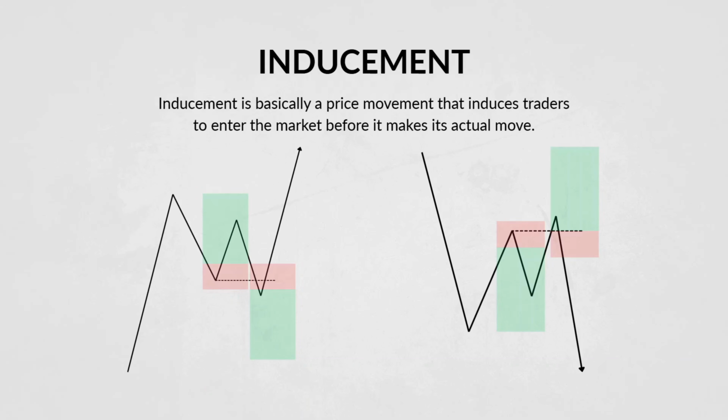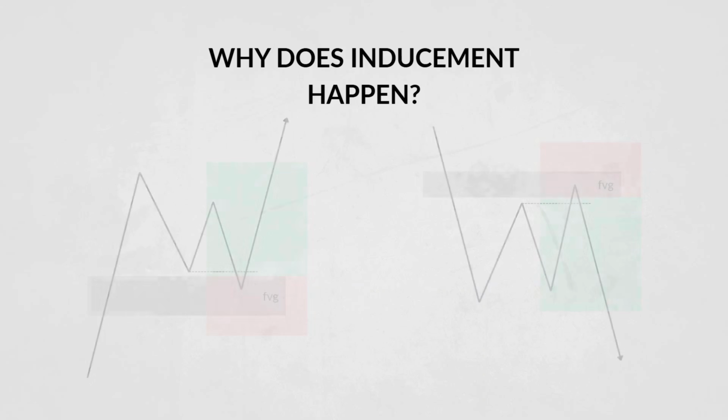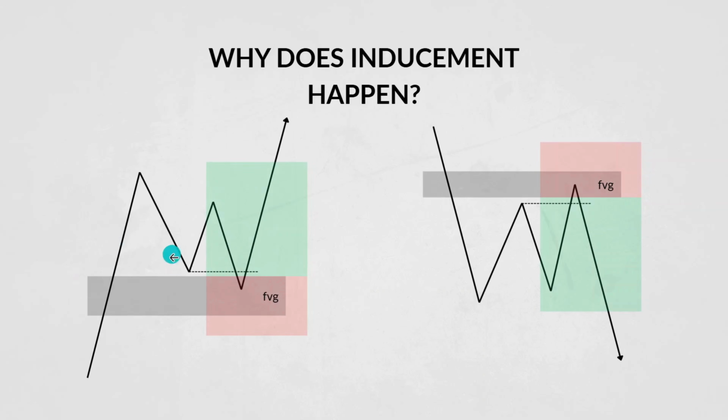Now, one important question is, why does inducement actually happen in the first place? One common reason is because price hasn't actually reached a point of interest, like a fair value gap, before these traders start looking to take their trade. For example, imagine price creates this low and starts pushing to the upside without tapping into this point of interest, which is a fair value gap.